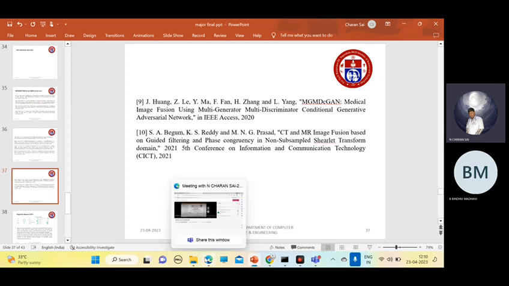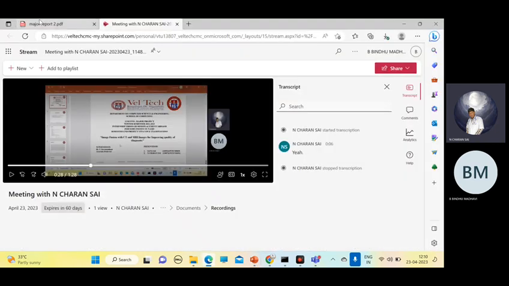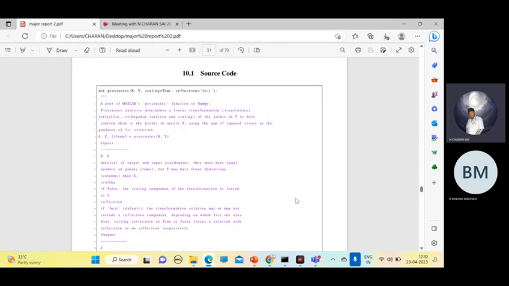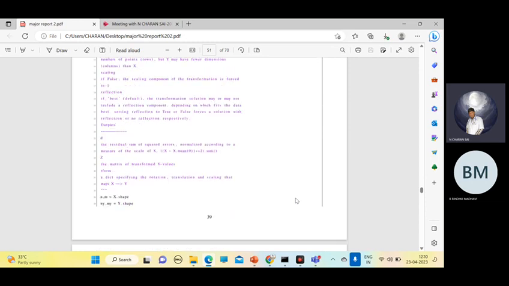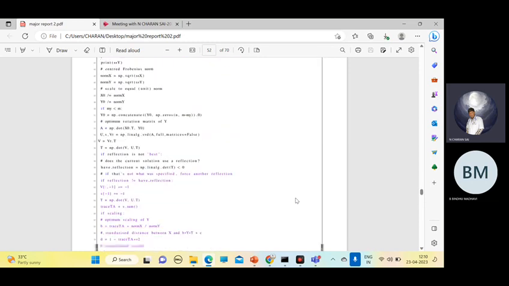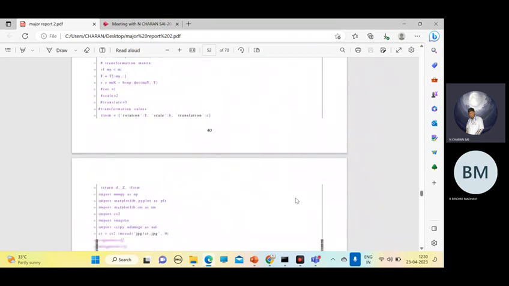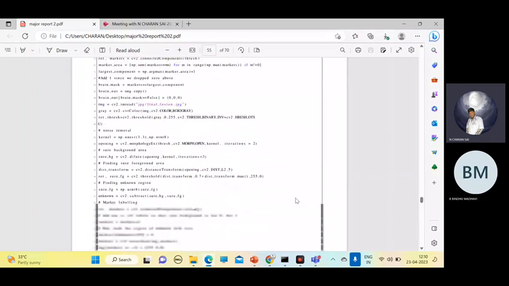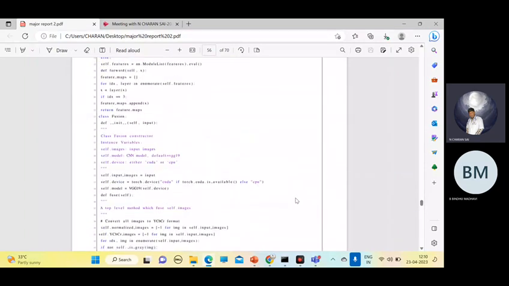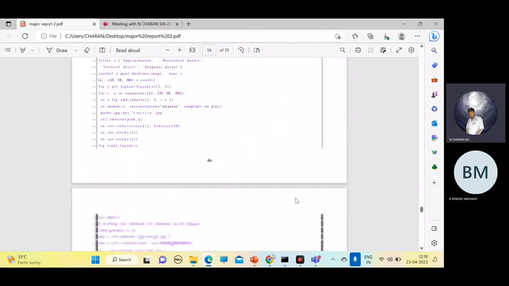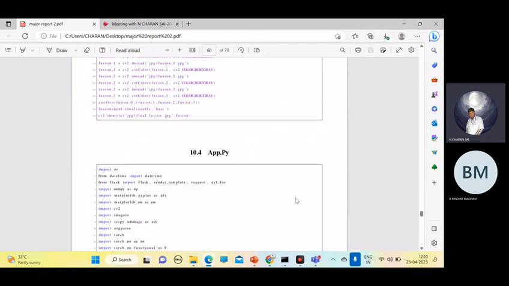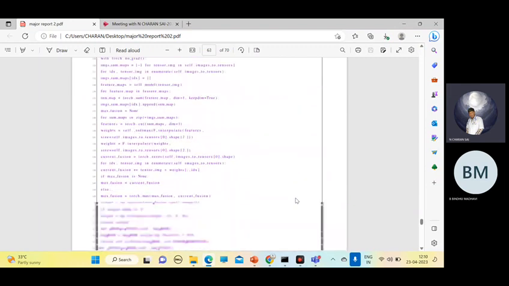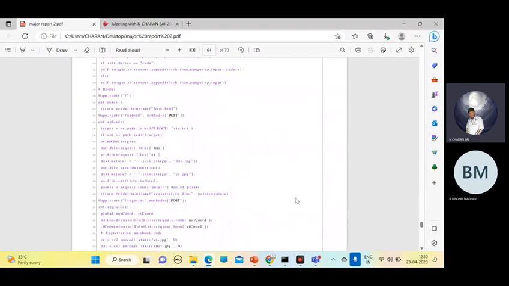And the code. This is our source code. Image segmentation code, this is one. And next transfer learning code. This is the whole app.py code. And next, this is app.py code.